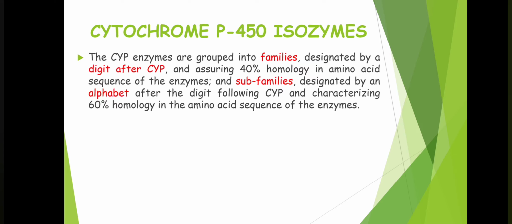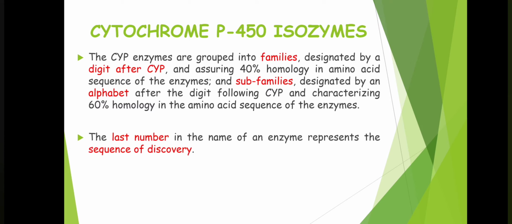The CYP enzymes are grouped into families designated by a digit after CYP, assuring 40% homology in amino acid sequence of the enzymes, and subfamilies designated by an alphabet after the digit following CYP, characterizing 60% homology in amino acid sequence of the enzymes. The last number in the name of an enzyme represents the sequence of discovery.